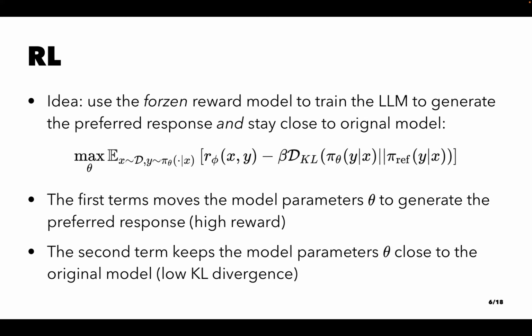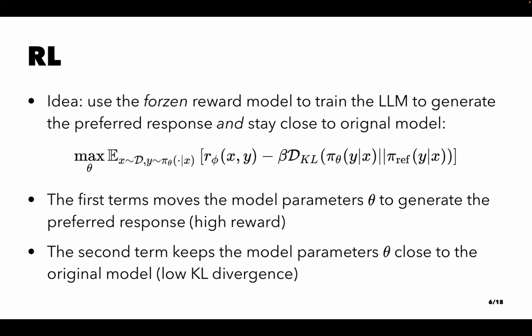So that's essentially the first part of this loss. You want to maximize this thing with respect to the parameters. Remember that now the reward model is frozen, so the only thing you can change are the thetas. So the first term essentially moves the model parameters to generate preferred responses, or responses that give a high reward.